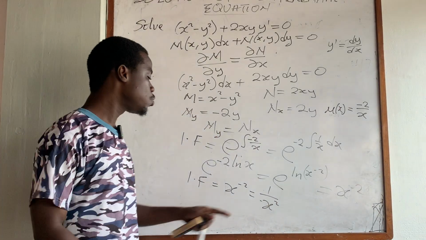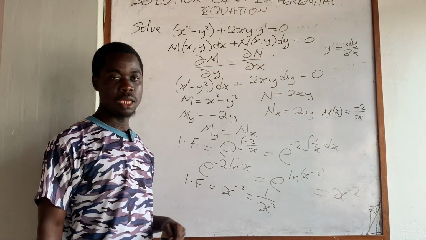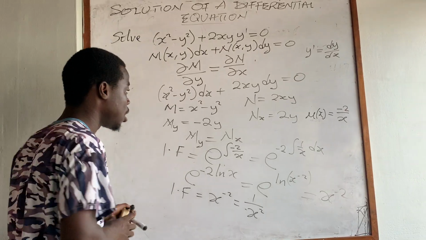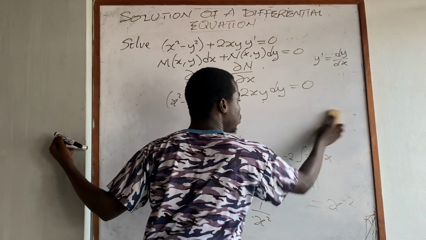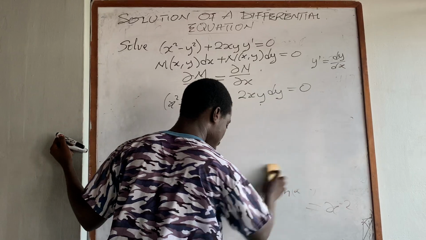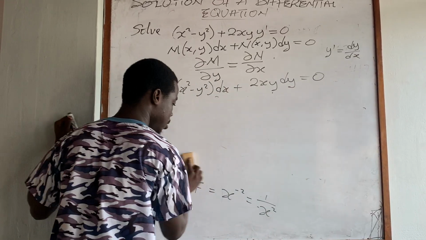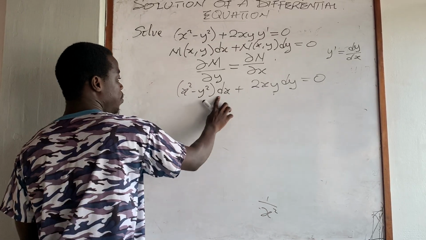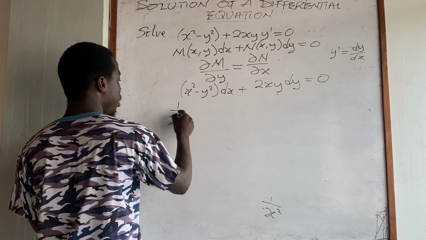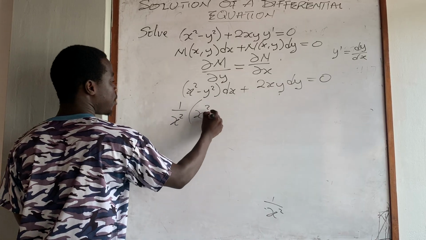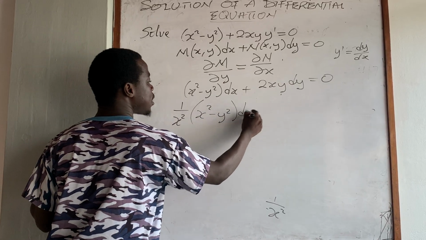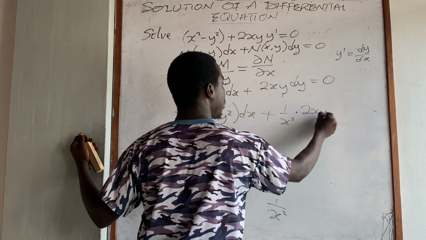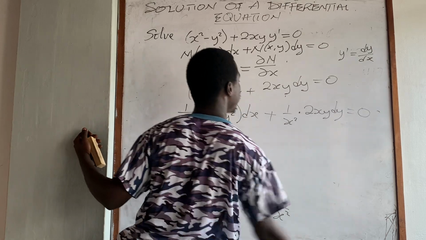So I'm going to use this to multiply through the equation again, and this will make the equation exact. So let's see how we can do it. Right now, this is my integrating factor, 1 over x squared. So I will use it to multiply this. I will get 1 over x squared multiplying x squared minus y squared dx plus 1 over x squared multiplying 2xy dy, and it should be equal to 0.